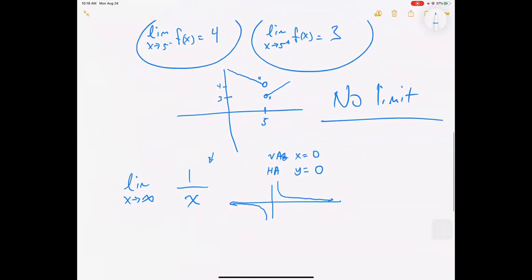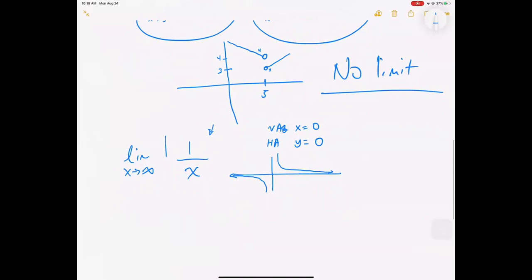Now, using limits to describe this, what does the graph look like as x starts its slow walk to infinity? As x gets closer to infinity, what does the y value look like? What does the function look like? And if you remember, this graph goes towards 0. The limit as x approaches infinity of 1 over x, the answer is 0.